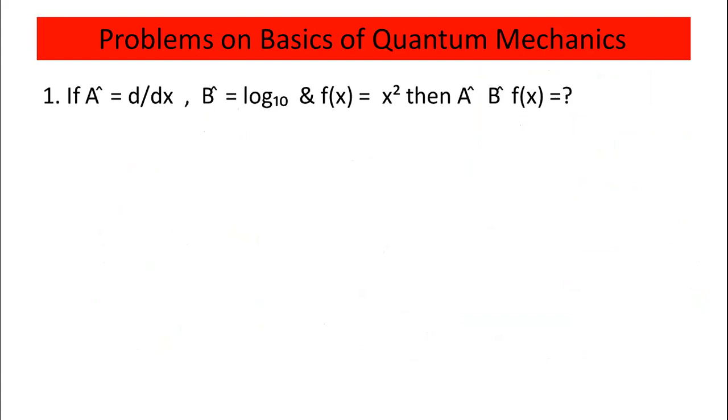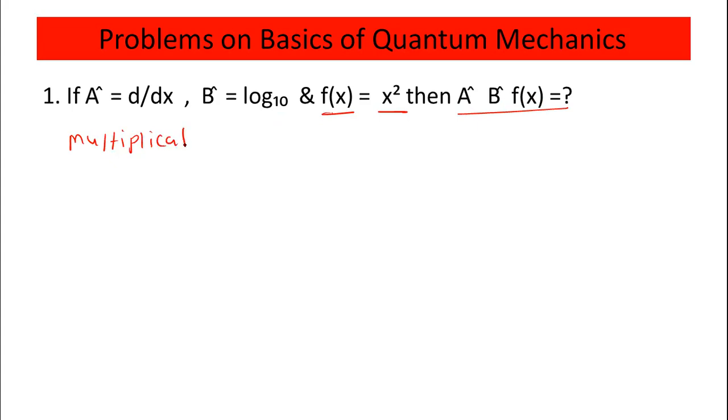Let us see the next problem. The operator A is given as d by dx, operator B is log to the base 10, and the function is given as x square. Then we have to find operator A into operator B acting on f of x. This is nothing but multiplication of the operators.